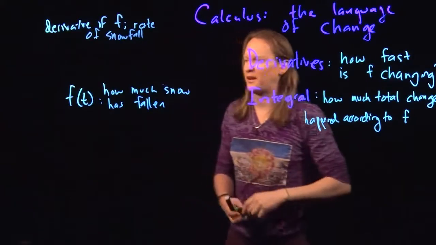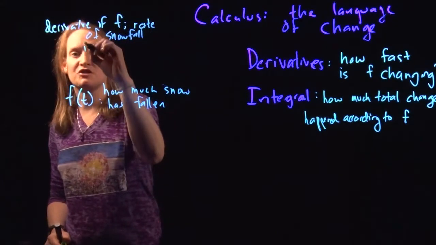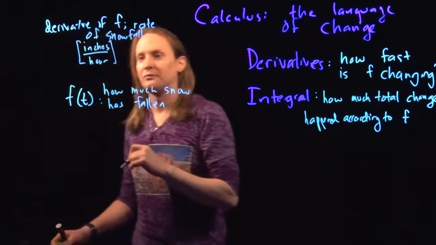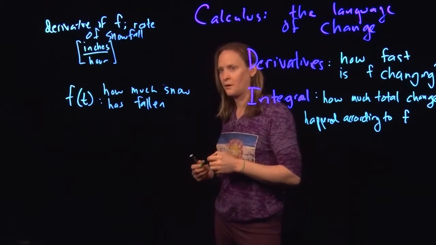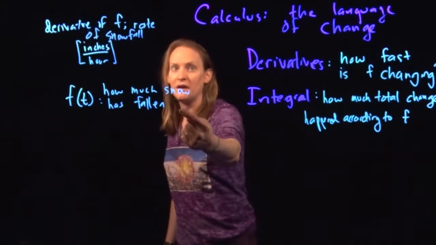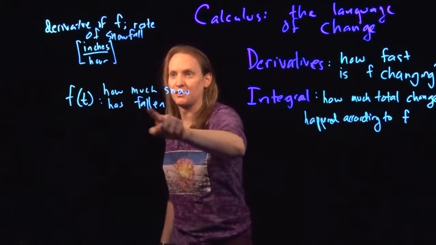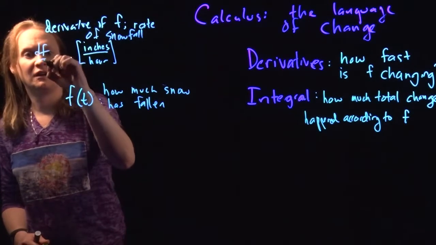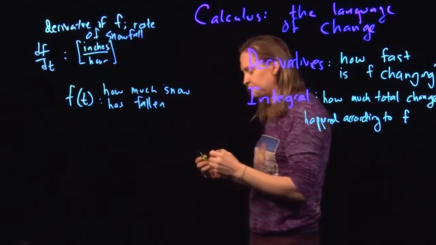It kind of doesn't matter what units, but it kind of does. It's going to be like feet or inches per hour, which seems reasonable. Inches per hour. And the derivative asks how fast f is changing. F is how much snow has fallen. The derivative, how fast is f changing? How fast is the amount of snow that has fallen changing? It's the rate of snowfall. So this is df/dt, the derivative of f.